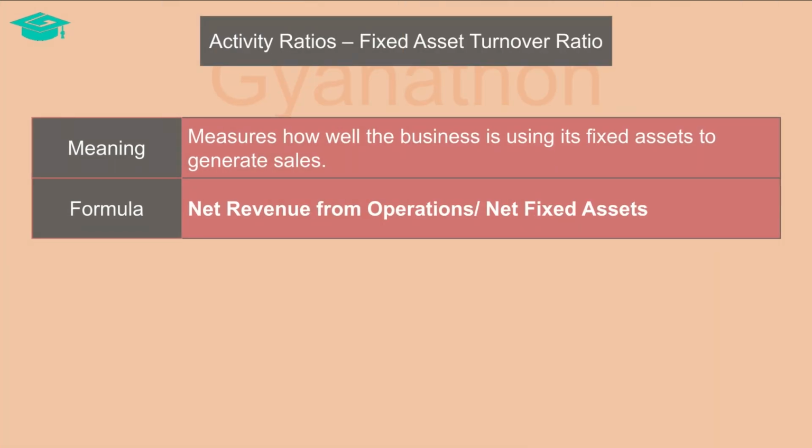A further analysis of the capital employed turnover ratio can be done with the fixed asset turnover ratio. The fixed asset turnover ratio measures how efficiently an organization utilizes its fixed assets to generate sales. It expresses a relationship between revenue from operations and net fixed assets. The formula to compute the fixed asset turnover ratio is net revenue from operations divided by net fixed assets. A higher ratio in this regard indicates a higher efficiency in the utilization of fixed assets to generate sales and hence a better profitability for the business.